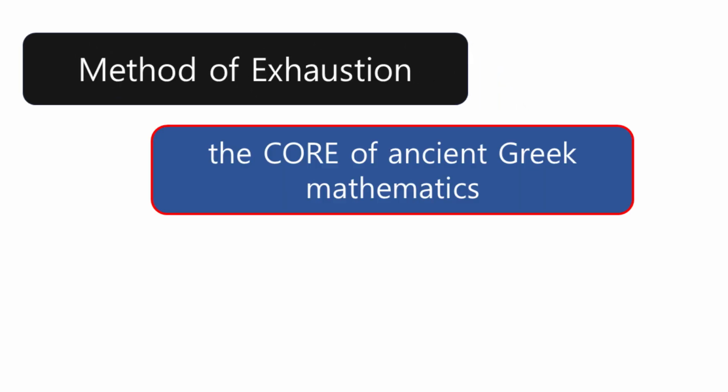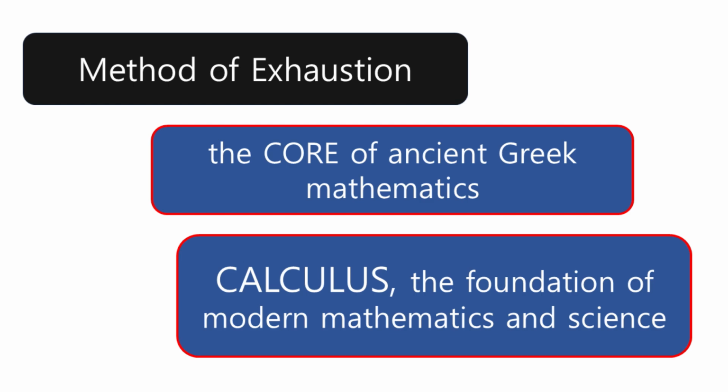Today's topic is the method of exhaustion, which we have discussed several times before. Many may find this term unfamiliar, as it is not commonly heard. However, understanding this method is a key to comprehending the core of ancient Greek mathematics. Moreover, when interpreted in a modern sense, it provides insight into how calculus, the foundation of modern mathematics and science, is understood and why establishing its foundations was not an easy task. From the perspective of mathematical history, this makes the method of exhaustion highly significant.